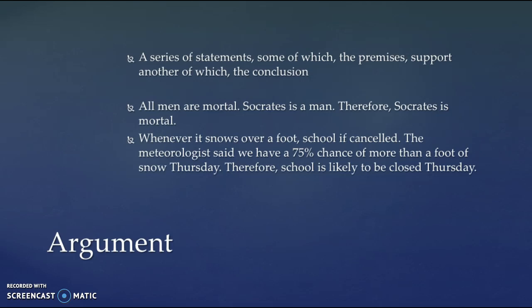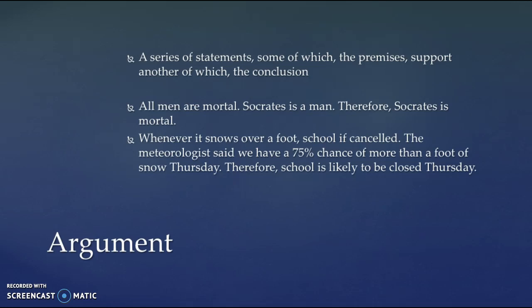Arguments do not necessarily come in this form, so the premises might come second, the conclusion might come in the middle, so you have to be careful. Sometimes we have indicator words like therefore, which point to the conclusion. So you have to think carefully about what the argument is trying to prove to you.